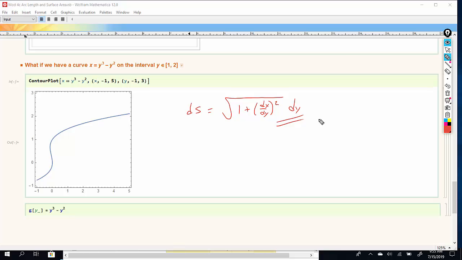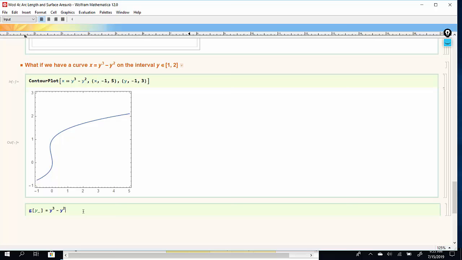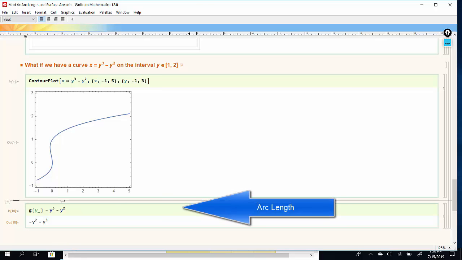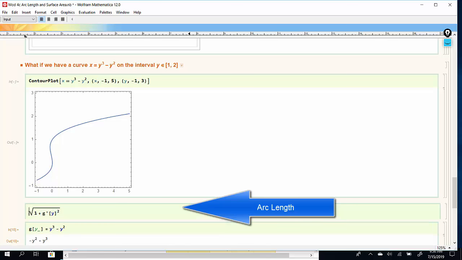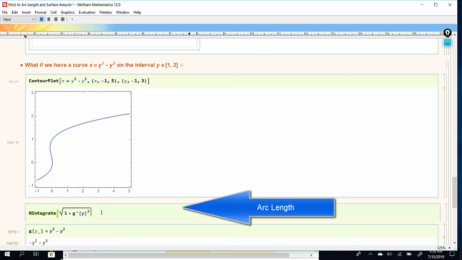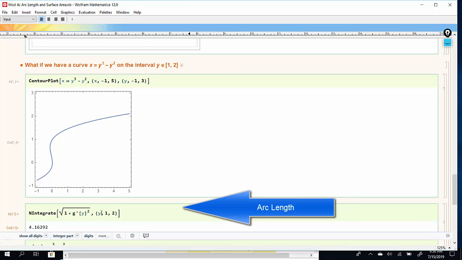So now we can calculate all our values once again using this curve. Here is my new representation for this. Here x is a function of y, so I'm going to store that into some function name. I'm calling it g of y in this case. And now if I want to find the arc length, I would take the square root of 1 plus g prime of y squared, and I would NIntegrate this expression as y goes from 1 to 2. And I would have that value.